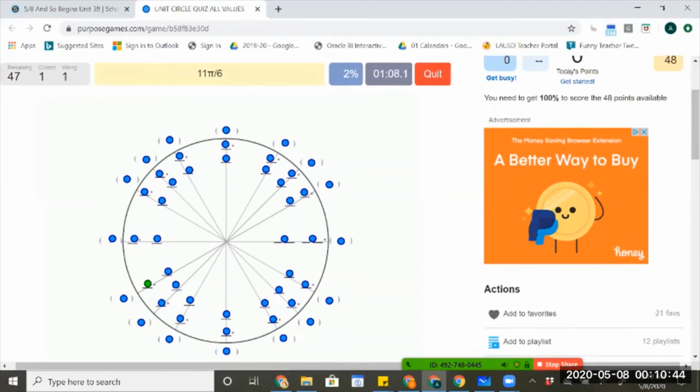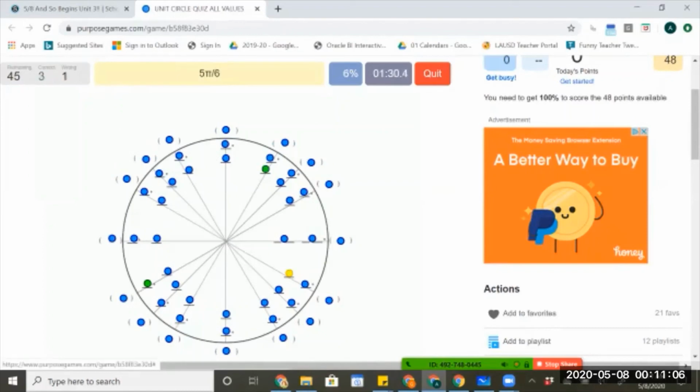And it records those things. Okay, not a big deal. It tells me how many I've got left. So I'm going to go around 11 pi over 6, this one. And I got it. Now it's yellow, because I got it wrong the first time, but I figured it out after that. So that's fine. It's not the end of the world. And I'm going to keep going through this.